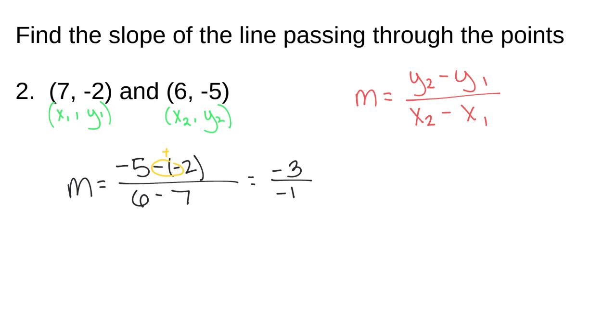Now we always have to reduce and simplify these. First up, a negative over a negative is going to make it positive. So I know this is a positive slope. And 3 divided by 1, or 3 over 1, is really just 3. So the slope of the line that goes through those 2 points is positive 3.